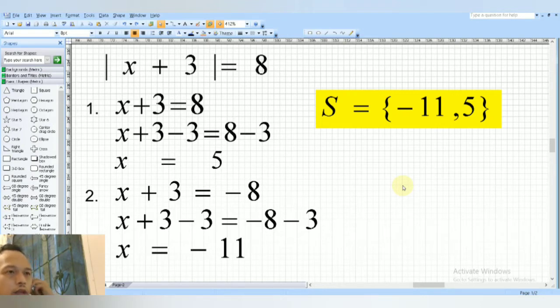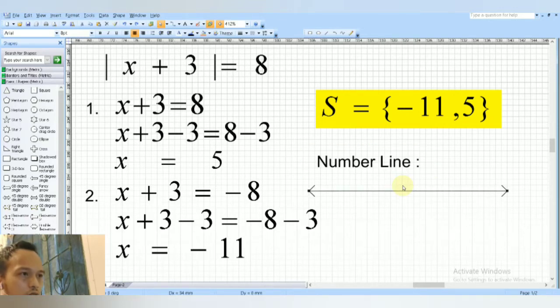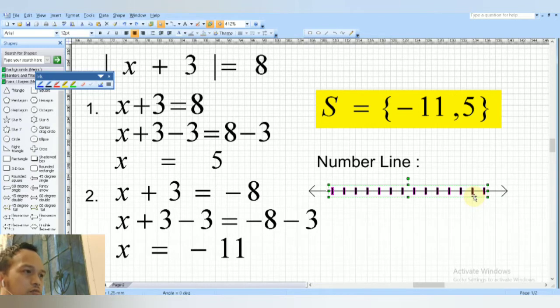Now let me show you how to present this in another form, in number line. So just draw the number line first. It ends with arrows to show that it continuously shows the same pattern as displayed in the middle. And then we add the tick marks as necessary as you need. For this one I just used these tick marks, and then let's put the numbers to indicate the scale, to indicate the range.